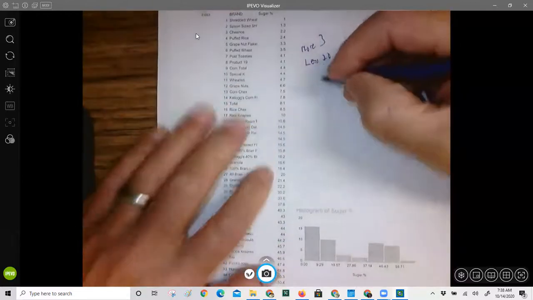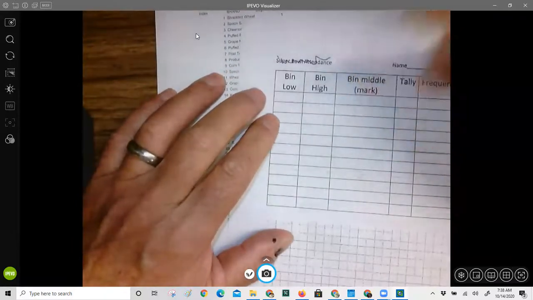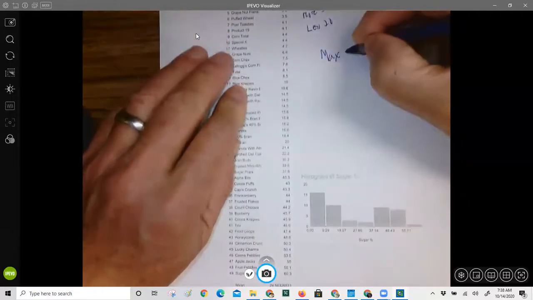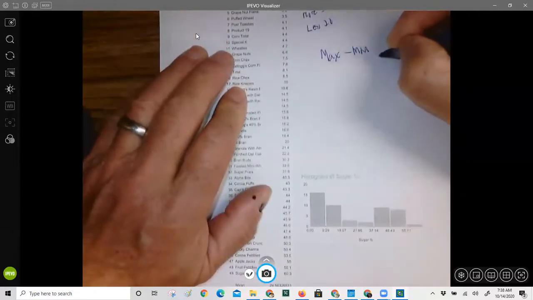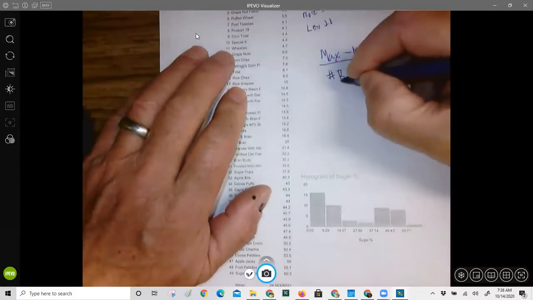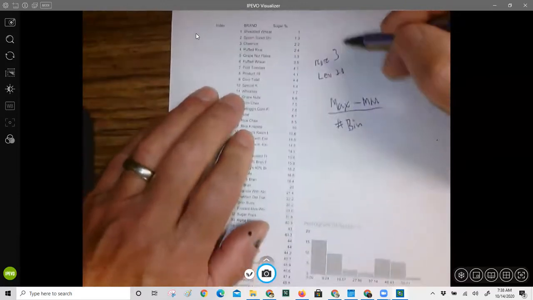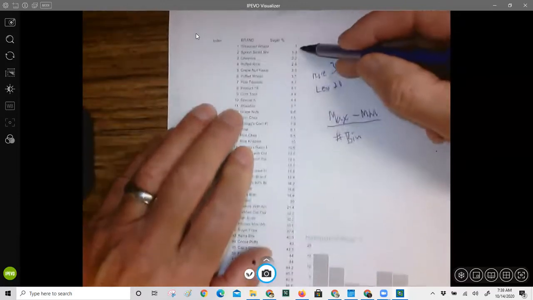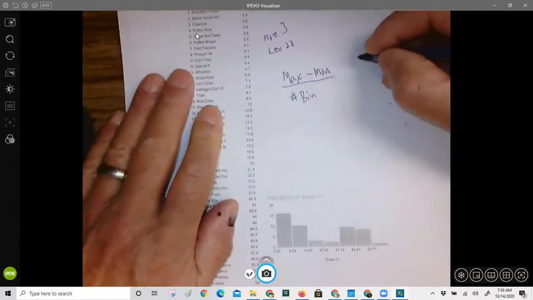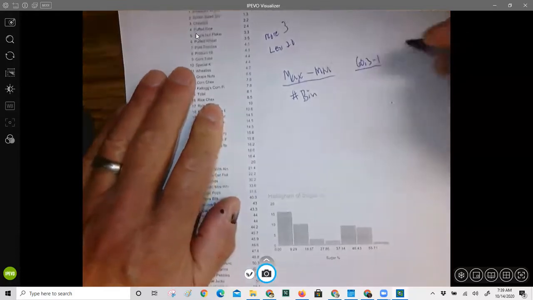So how do you decide? What I'm trying to show you now is how do you decide how wide to make these bins? Well, I'm going to look at my maximum value and my minimum value, and then I'm going to divide by the number of bins, how many classes I want to sort this data into. Remember, more than 3, but fewer than 20. So I see my lowest value is 1, my highest value is 60.3.